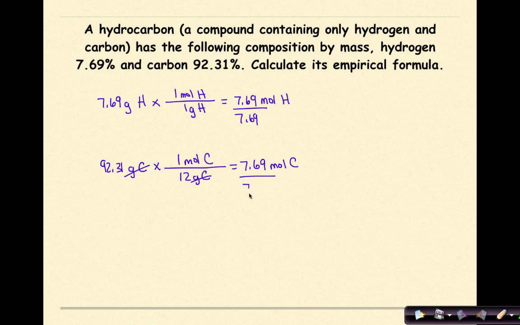There is no smaller number here. So that means that this is going to be 1. This is going to be 1. So my formula here would be C1H1, and the ultimate formula would just be CH, because we assume the 1's there. So that is the empirical formula based on these percentages for this hydrocarbon.